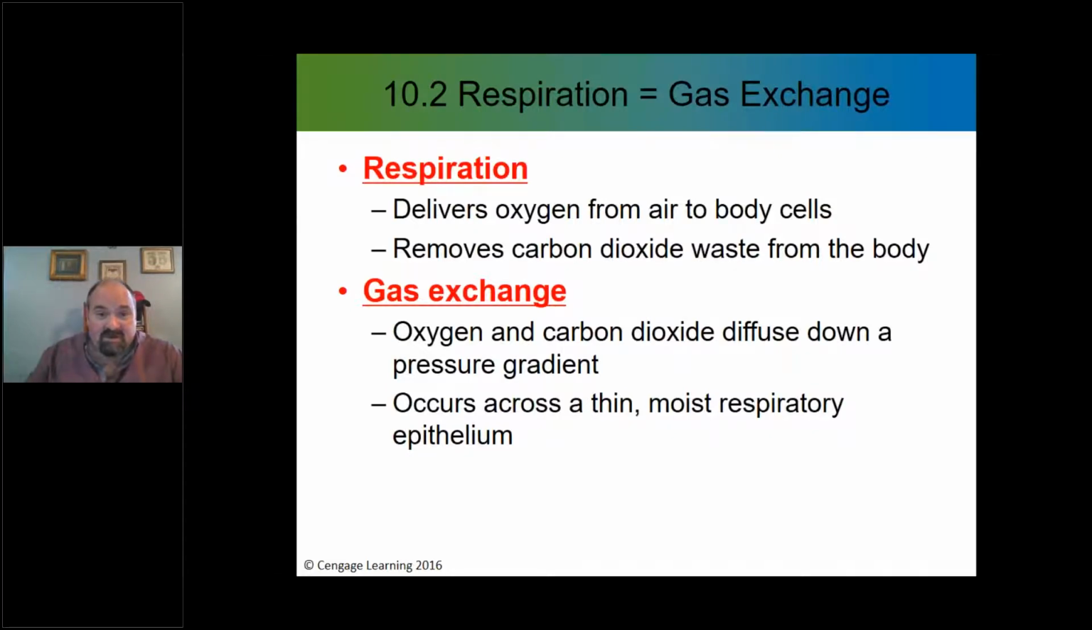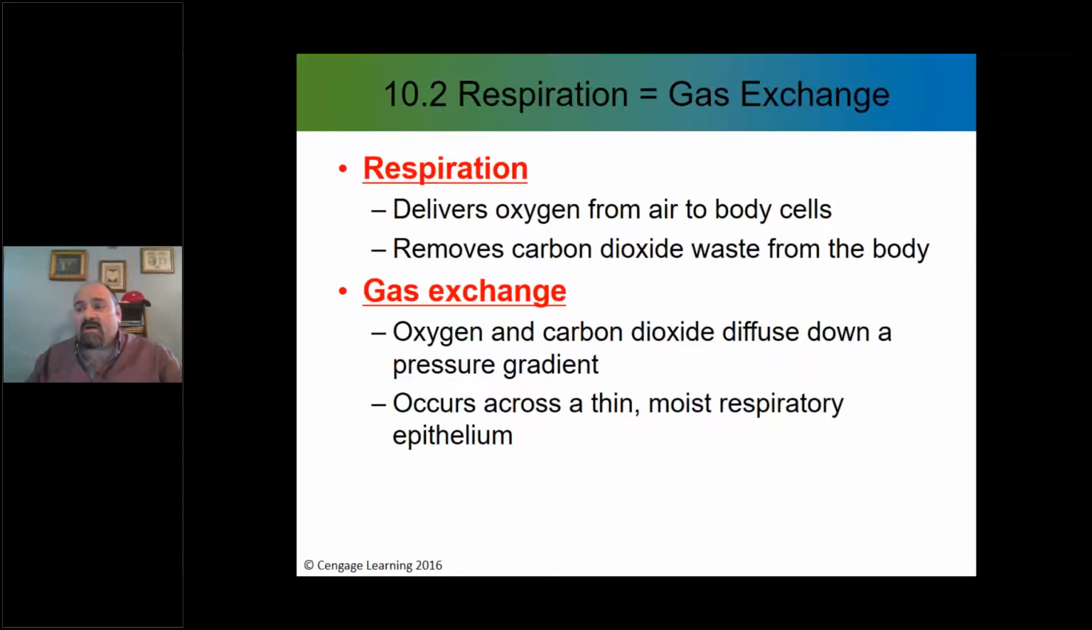Again, these are the terms I've gone over as far as respiration is concerned: the delivery of oxygen from the air to body cells, with external and internal respiration, and the removal of CO2, the waste gas, from the body. And we know that it moves as a result of a pressure gradient, just as we have a pressure gradient between the atmosphere and inside our bodies, in our lungs, and also at the tissue level, the cellular level.